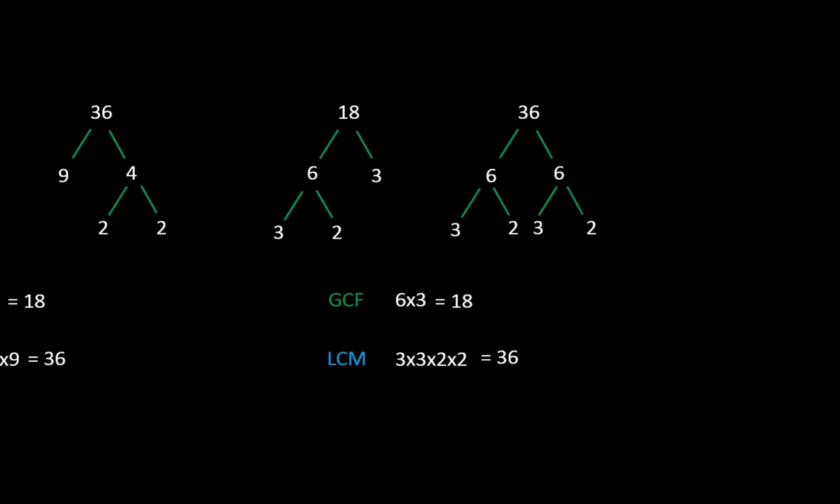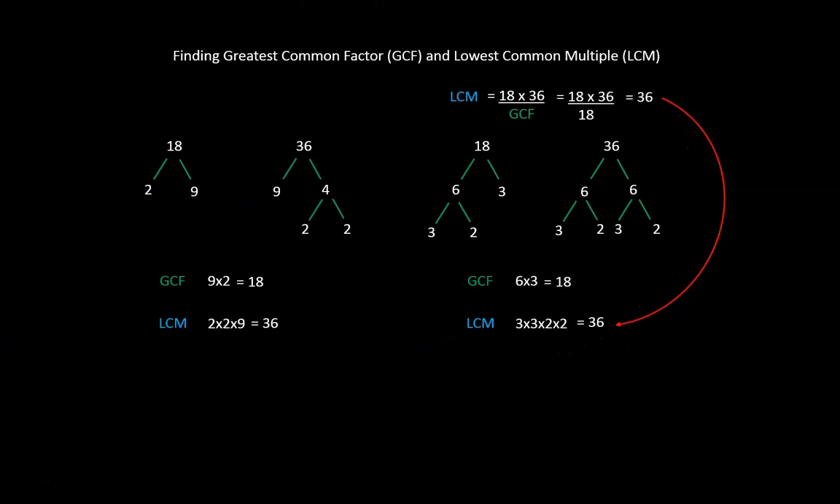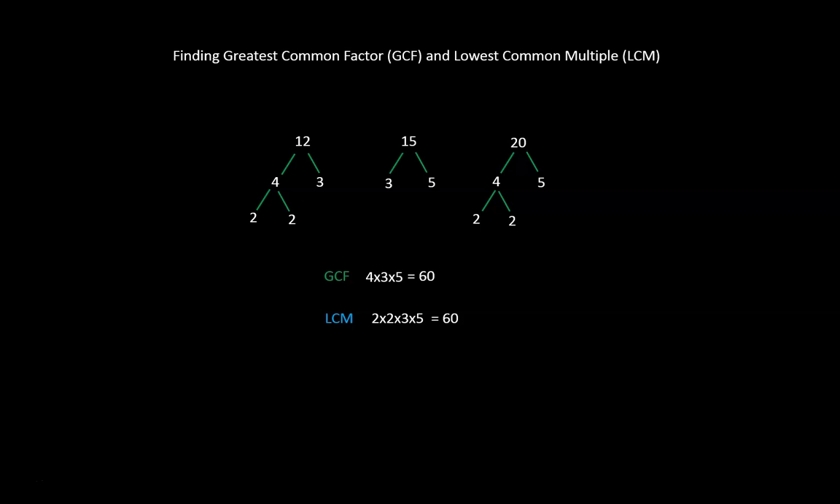Let's do it again here for 18 and 36. Multiply the numbers 18 and 36 and divide by the greatest common factor of 18, and that gives us 36, which agrees with this. So that's a trick to keep in mind. It will work with 3 numbers as well. Multiply all 3 of them together, divide by 60, and we end up with 60 again as before.